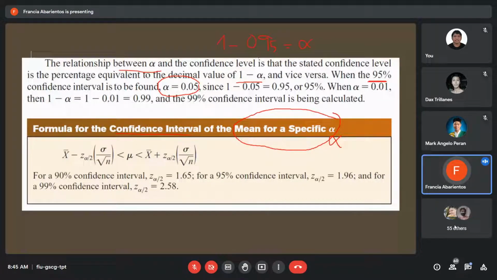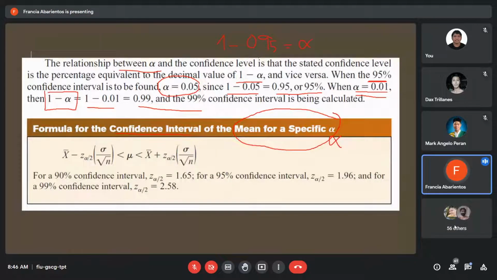To check, ito na yun class. 1 minus alpha, this is your alpha, that is equal to 95%. Ayan, checking to class. When the alpha naman class yung given sa atin, 0.01, that is 99%. Ayan. Then 1 minus alpha is just equal to 1 minus 0.01, which is 99. So that the 99% is the confidence interval being calculated in a given parameter or a given problem.